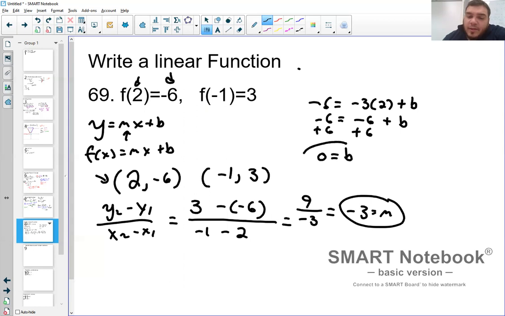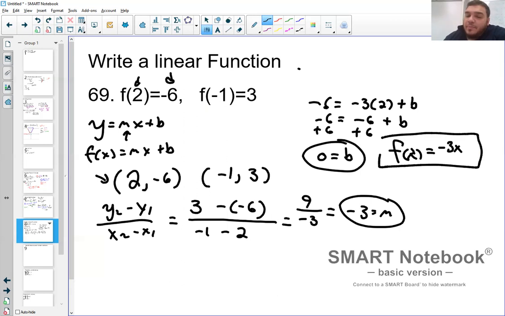So 0 equals b, which means your final equation is f of x equals what your slope is, which in this case was -3x. You would do plus b here, but because you have 0, you won't write the plus b, so you could stop right there. If you had like 2, you would do plus 2 there, but it's just -3x.